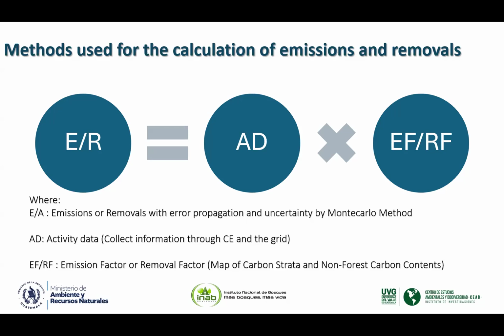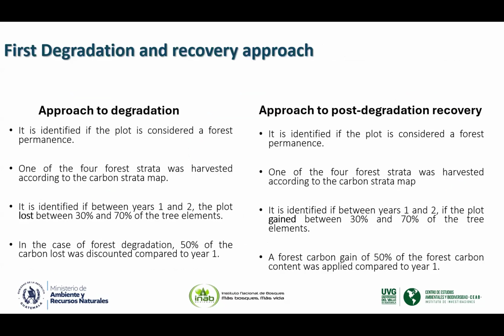In Guatemala, we use a first approach to degradation. We use a first approach because during the stage of the validation and verification of the subnational reference level, which is under the Forest Carbon Partnership, we identify if the plot is considered forest permanence. And when we identify that the plot is forest, we assign a forest strata according to the carbon strata map.